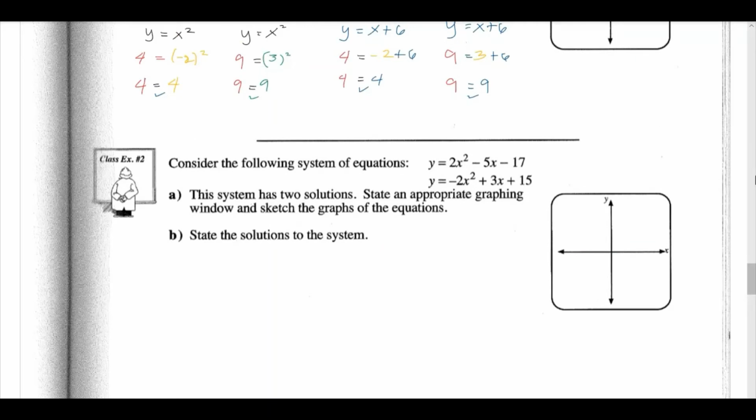So y is equal to 2x squared minus 5x minus 17, and then, so if you can see here, both are quadratic functions. Again, that is quadratic because the highest degree term will have a degree of 2. So this system has two solutions. State the appropriate graphing window and sketch the graphs of each equation. So we will not do that because anyway we'll just be using Desmos.